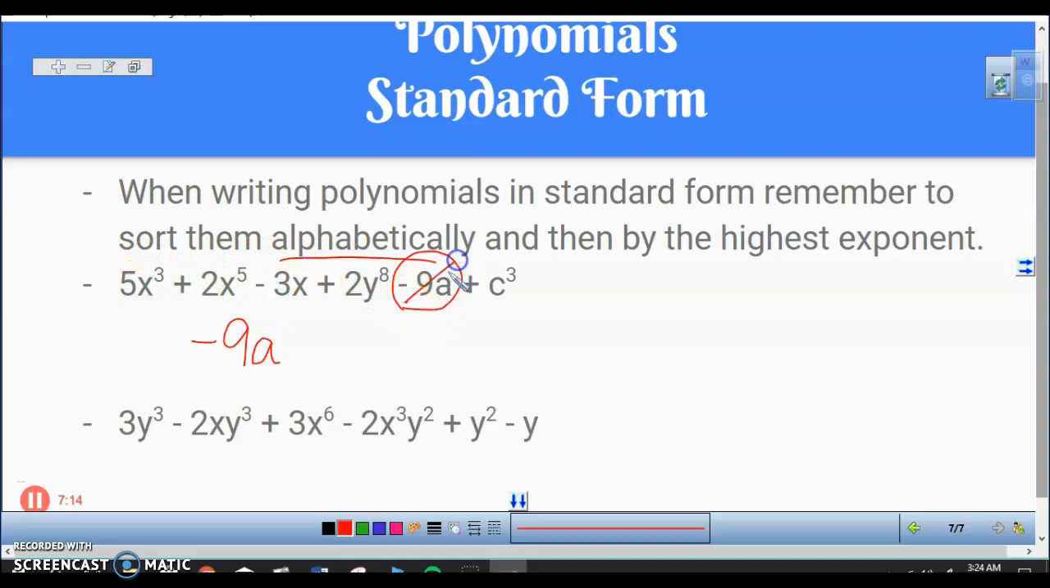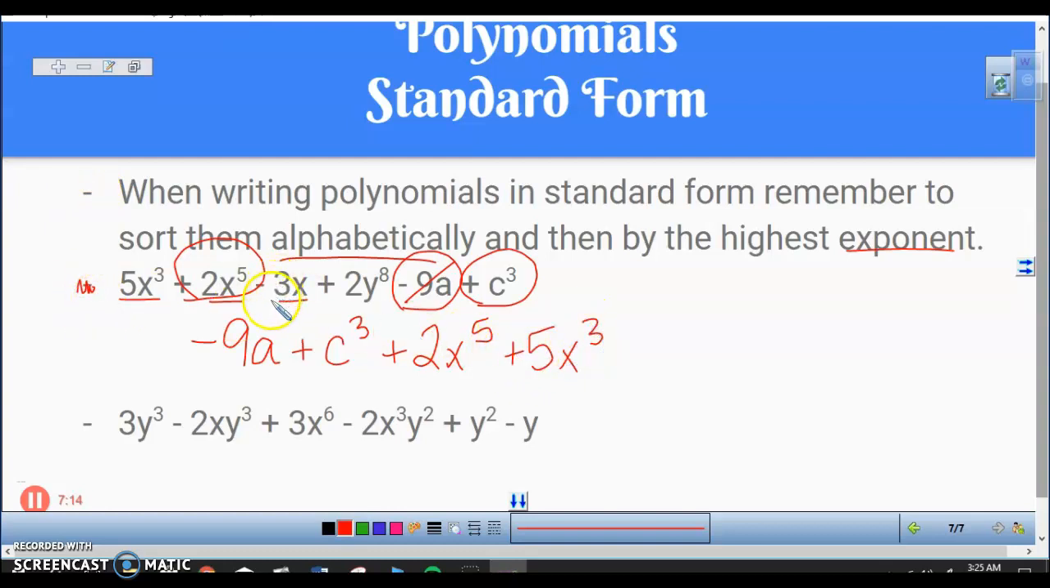Then you go alphabetically from there. I don't have any with a b variable, so now I have c to the third. No other c values, so that would be next. Now I'm just left with x and y. So alphabetically, my x values would come next, but I pick the one with the highest exponent. That would be 2x to the fifth. Then plus 5x to the third minus 3x. Now the only thing left is my y to the eighth. So then plus 2y to the eighth.